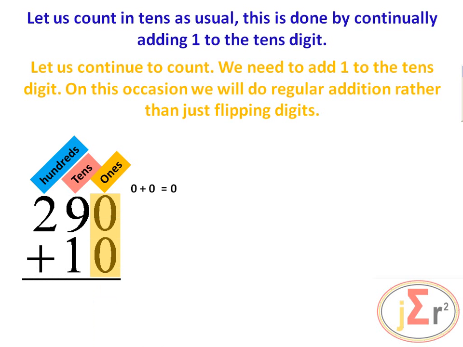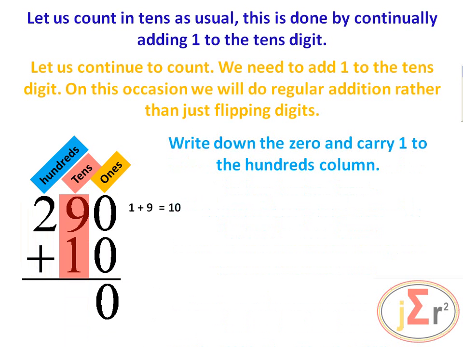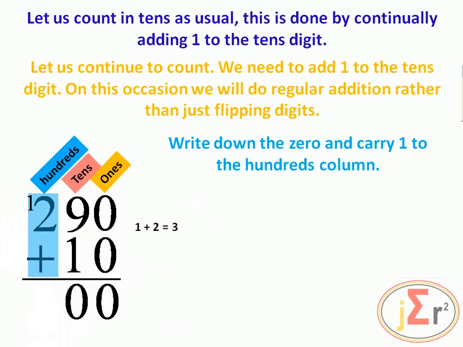0 plus 0, Jerry, that's your favorite addition. And then this one, 1 plus 9 is equal to? 10. So write down the 0 and carry 1 to the hundreds column, just like normal addition. And then we finish up by 1 plus 2 is equal to? 3.